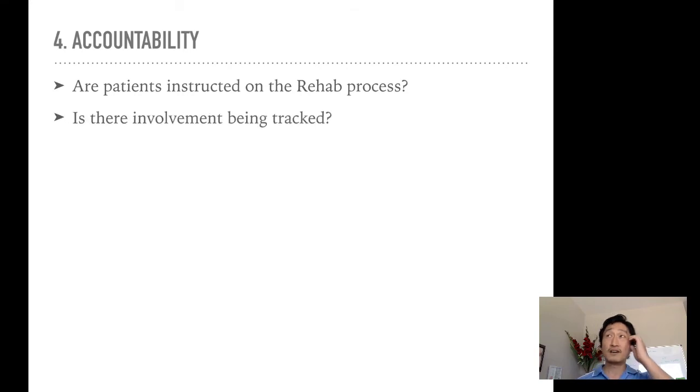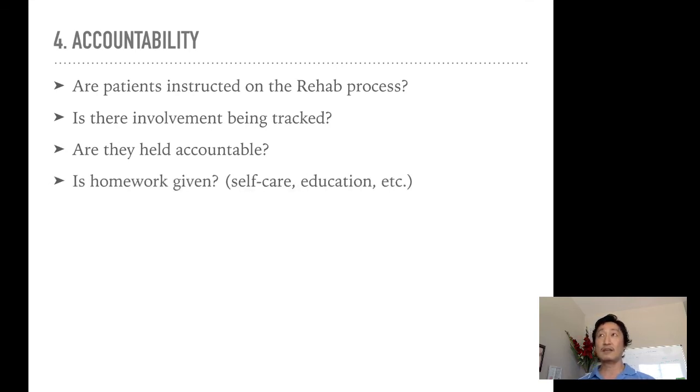Four is accountability. Are patients instructed on the rehab process? Is their involvement being tracked? Are they being instructed on what their role is in that rehab process? Are they being held accountable? Is homework given to them? Are they being given self-care education and then tested or quizzed when they come back?